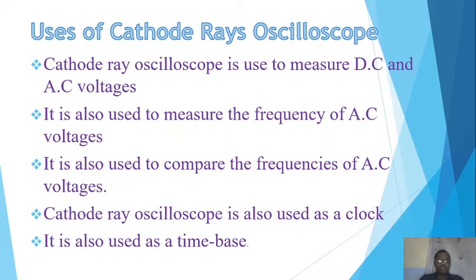Then number two, it is also used to measure the frequency of AC voltages, the alternating current. The alternating current flows at a given frequency. For instance, in Nigeria, the frequency of the alternating voltage is 50 Hz. The other day I told you the voltage is 220 volts, then the frequency is 50 Hz.